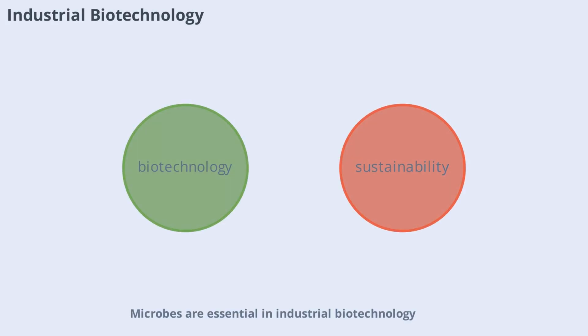Microbes are essential in industrial biotechnology. By manipulating their genetic code, scientists can create microbes that produce biofuels, break down waste, or synthesize valuable chemicals. These applications are more sustainable and environmentally friendly than traditional methods. Microbial genetics is at the heart of many green technologies shaping our future.